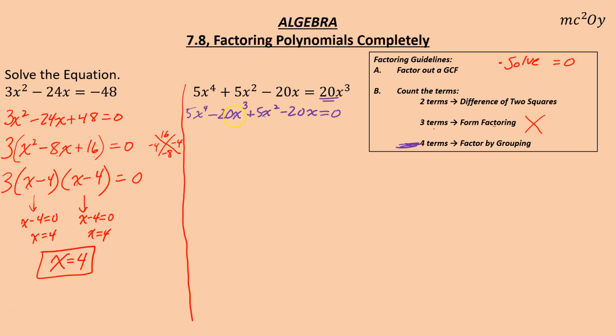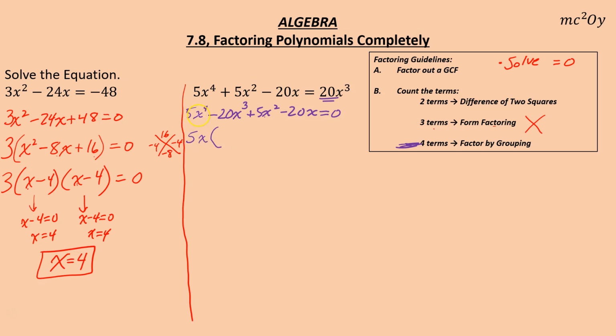So what goes into 5x to the 4th, negative 20x cubed, 5x squared, and negative 20x? Well, I can see 5 goes into 5, 25, and 20, so 5. And then x to the 4th, x cubed, x squared, and x, they each have an x, at least the x to the 1st. So I'm going to take that out as my greatest common factor.